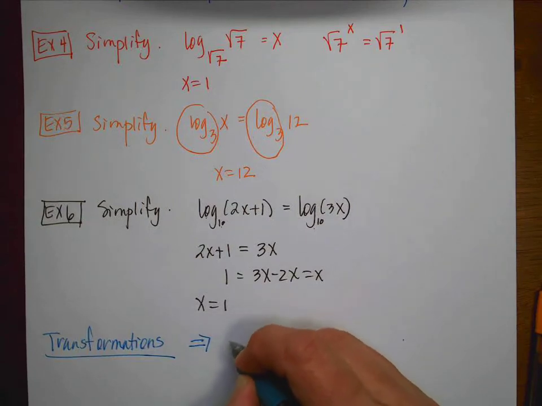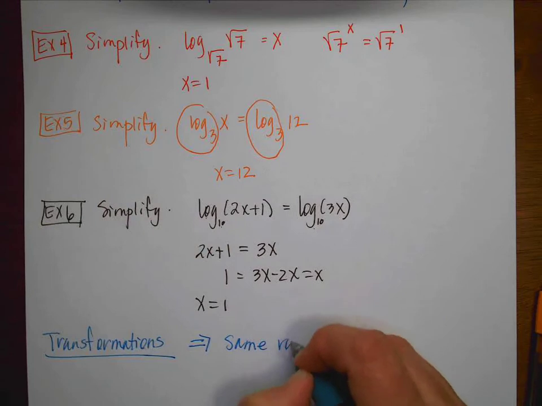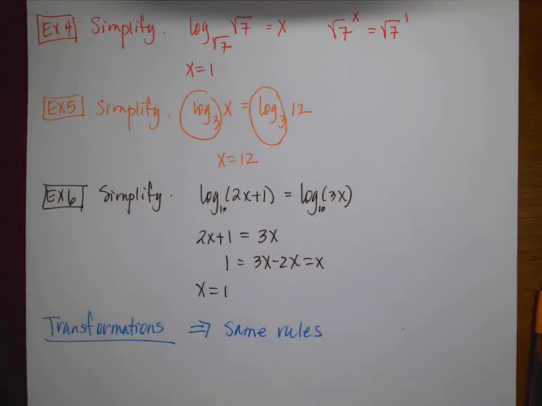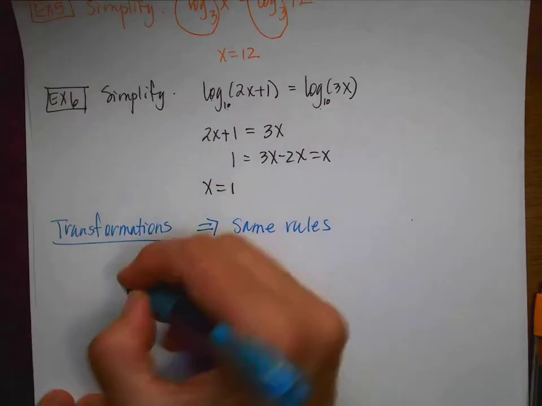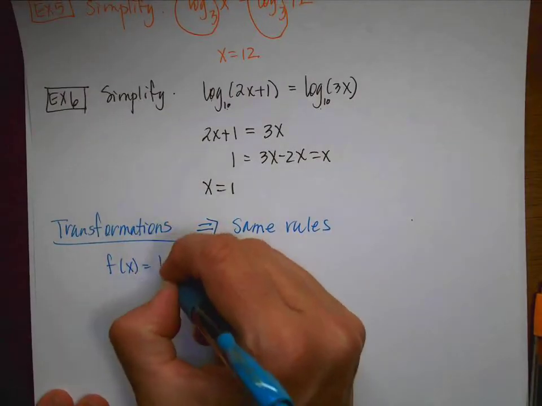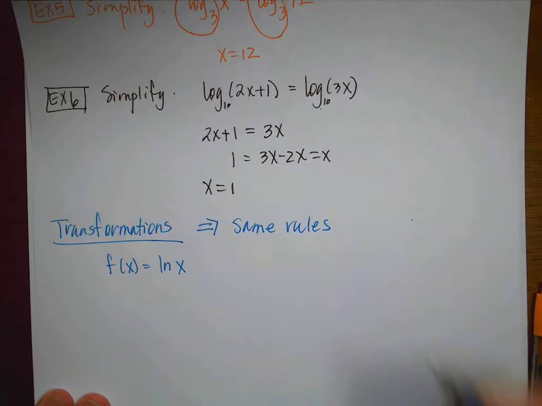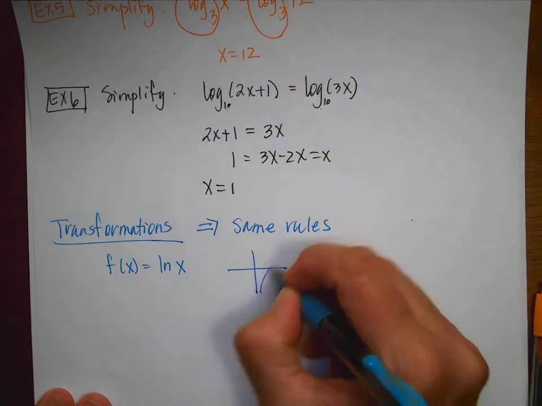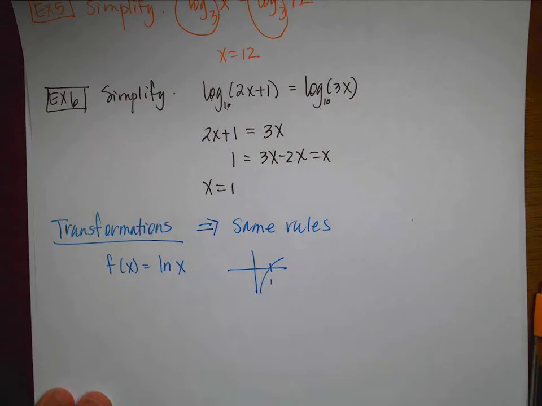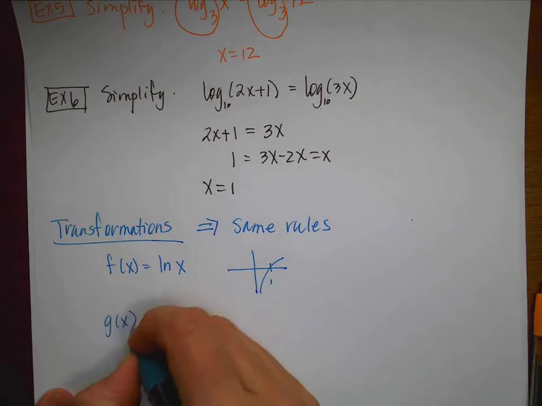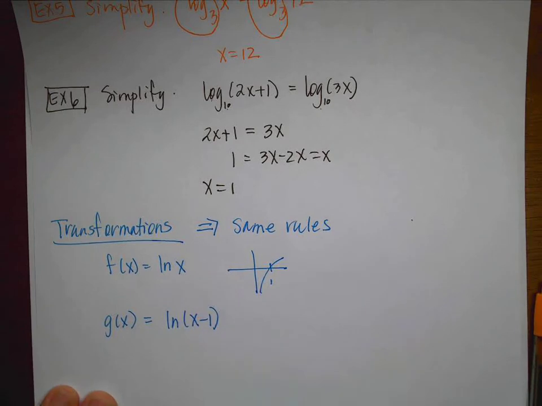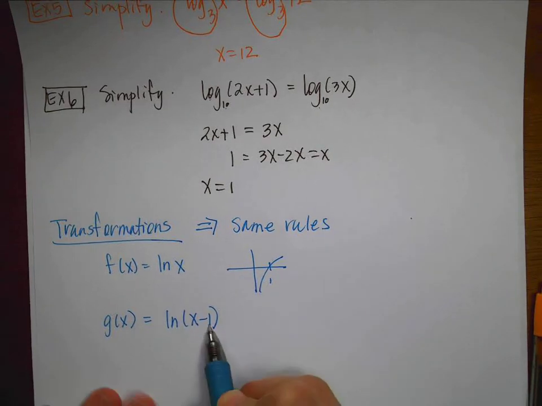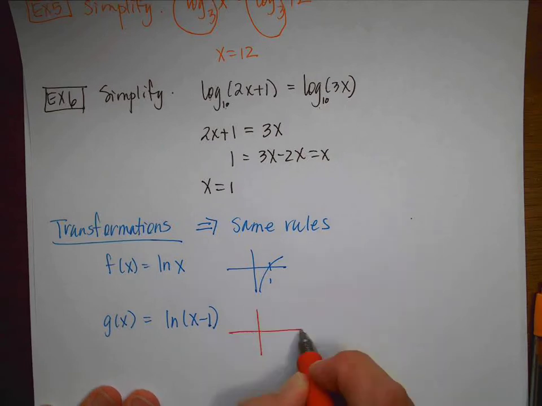And again, just like when we talked about exponential functions, we have the same rules. So I'm not going to go all the way back through that, but we're just going to do a quick little example. So let's say my original function is the natural log of x. And remember, that would look like this. It would cross at 1. Well, the new one that has been changed might be the natural log of x minus 1, which means that the function and the asymptote are going to shift 1 unit to the right.